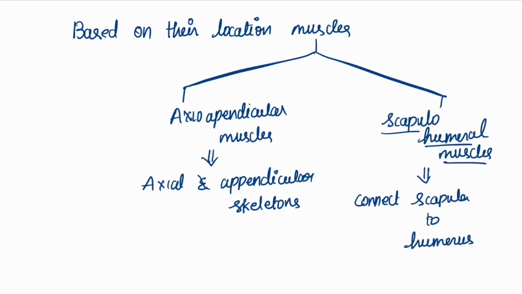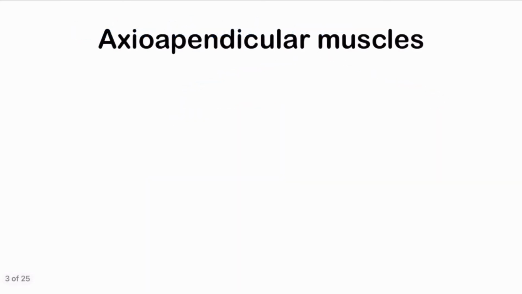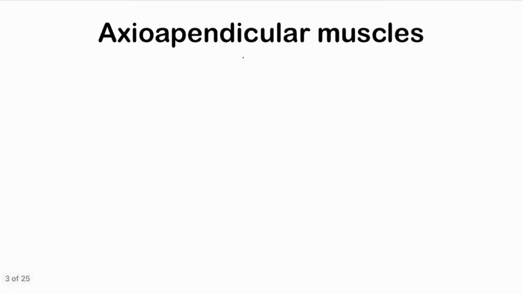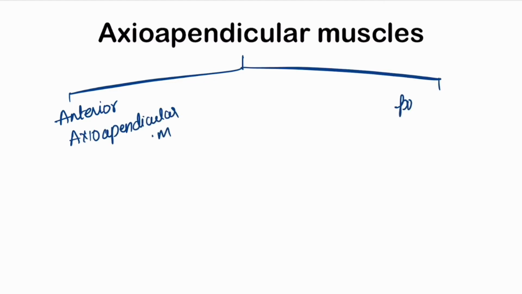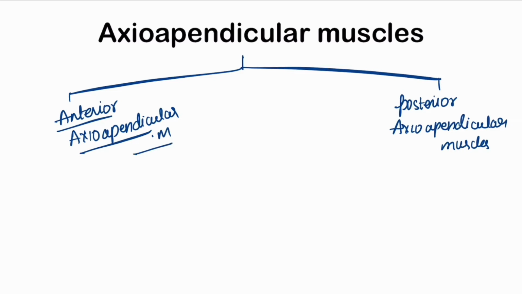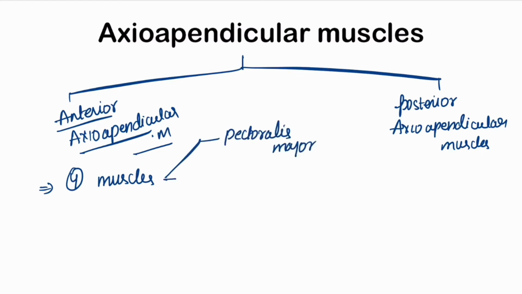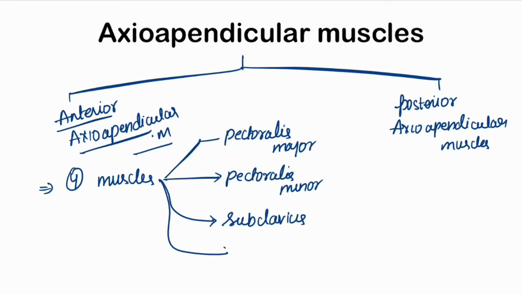Now first let us look at the axioappendicular muscles. Axioappendicular muscles are of two types. They are anterior axioappendicular muscles and posterior axioappendicular muscles. First, let us look at the anterior axioappendicular muscles. We have four anterior muscles. They are pectoralis major, pectoralis minor, subclavius, and serratus anterior. These four muscles are anterior axioappendicular muscles. Now let us look at them separately.